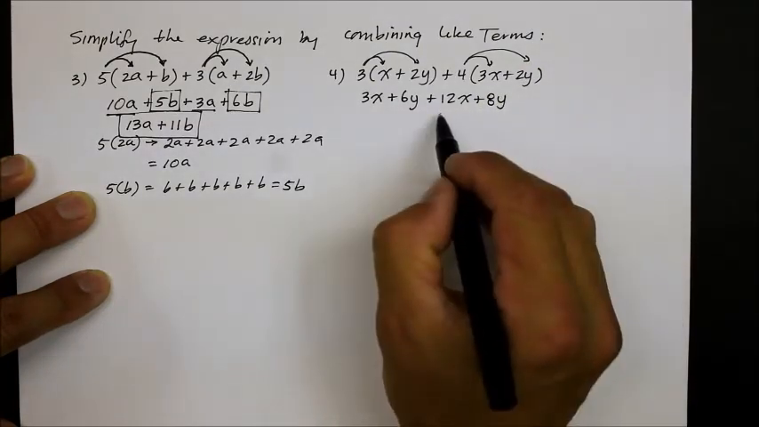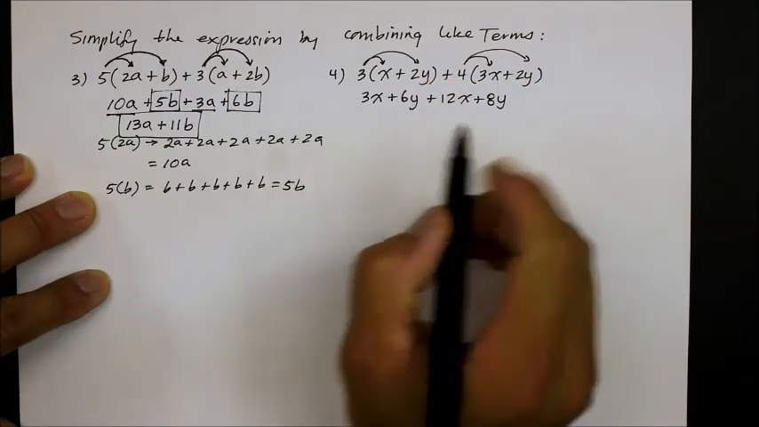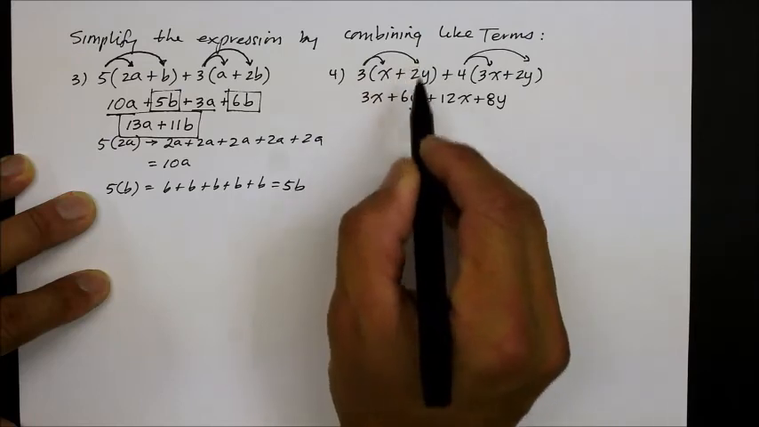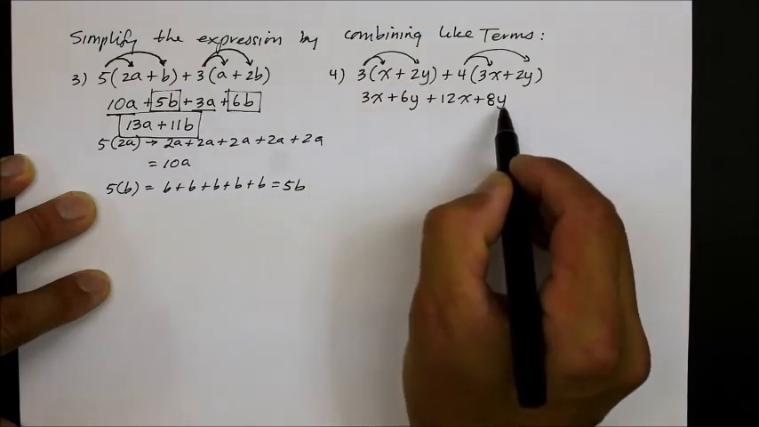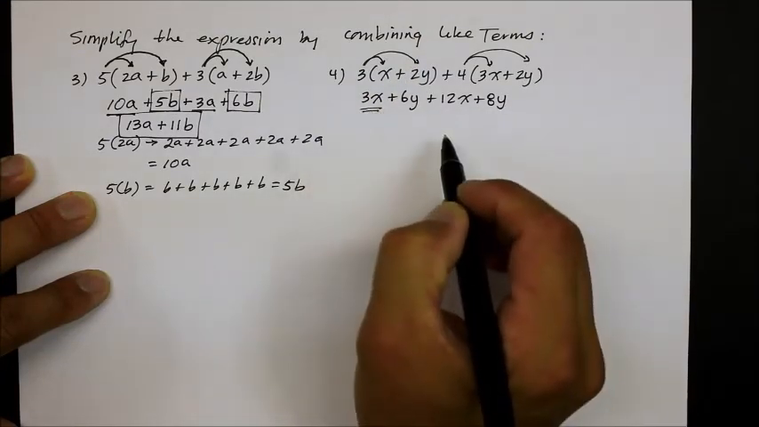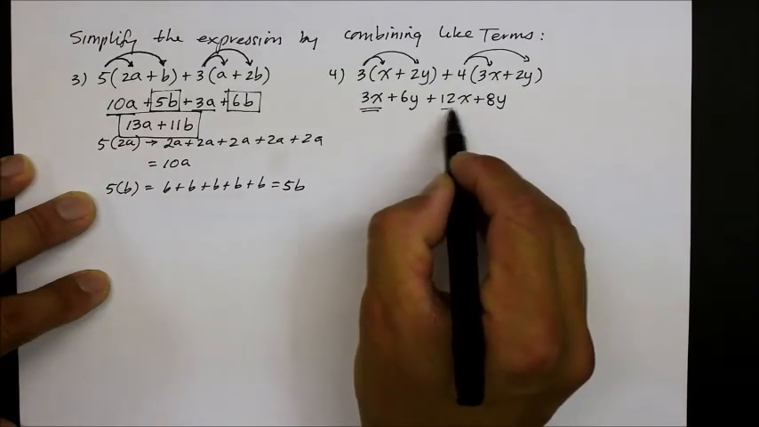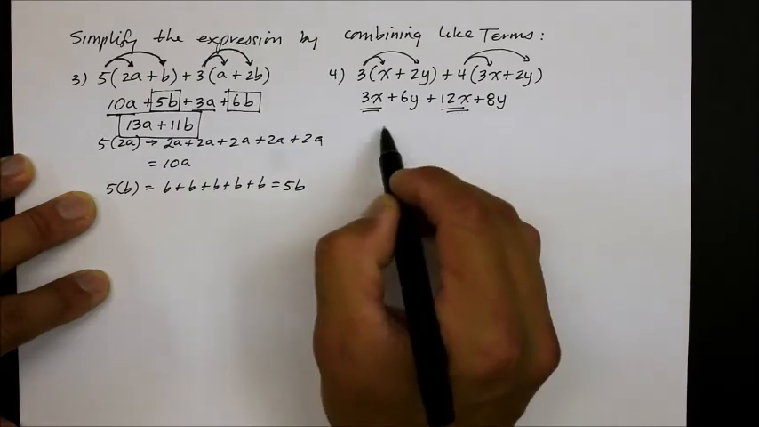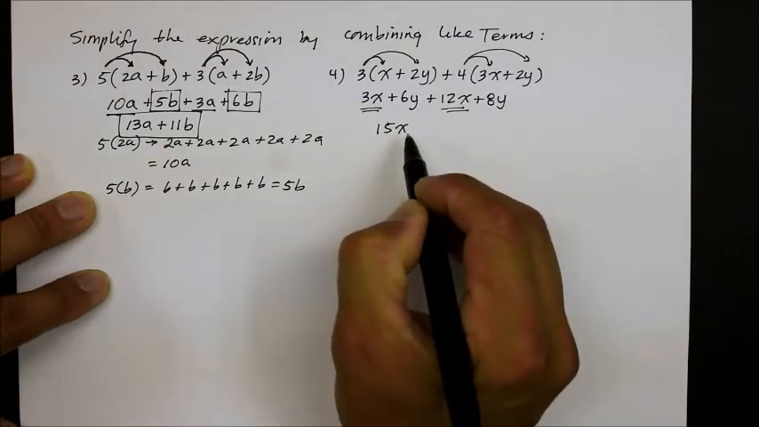Are you done? You have to combine the like terms. What usually follows the distributive property? Combine like terms. Here's the x term. Is there another x term? Yeah. So 3x and 12x, they're both positive. They add up to become 15x.